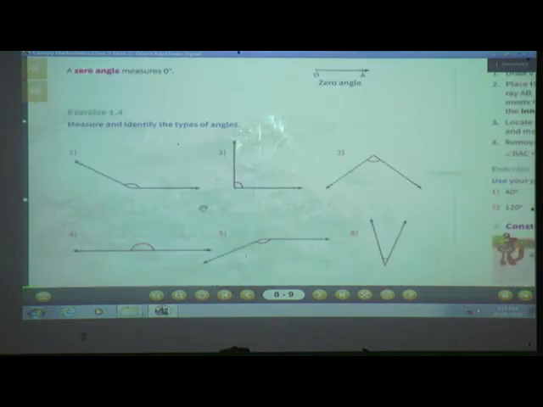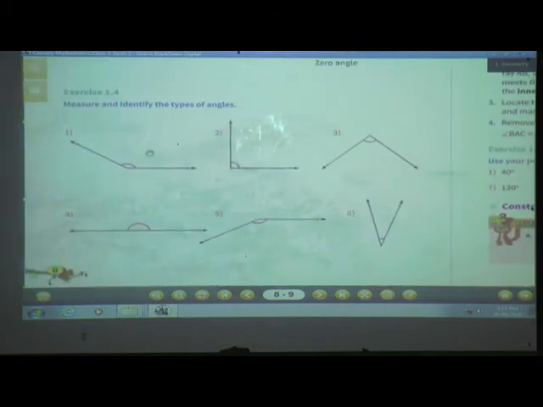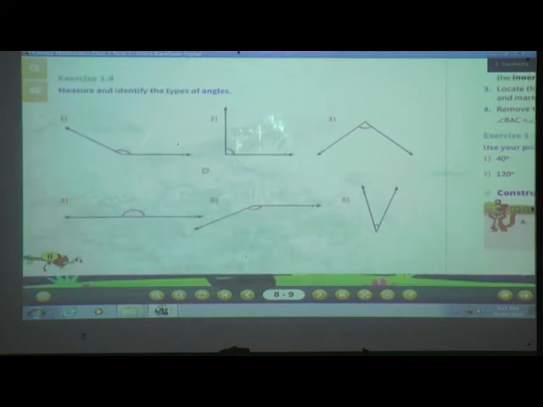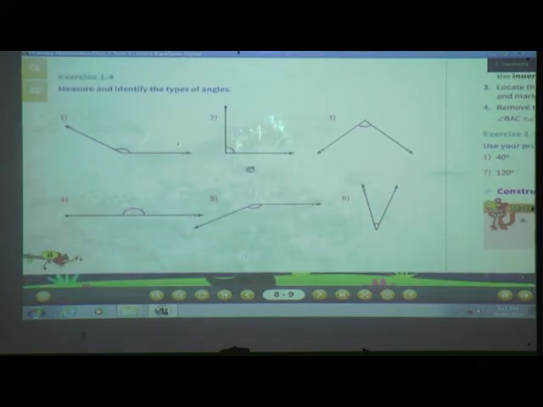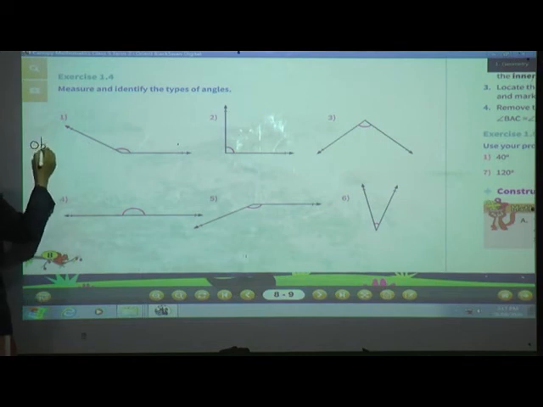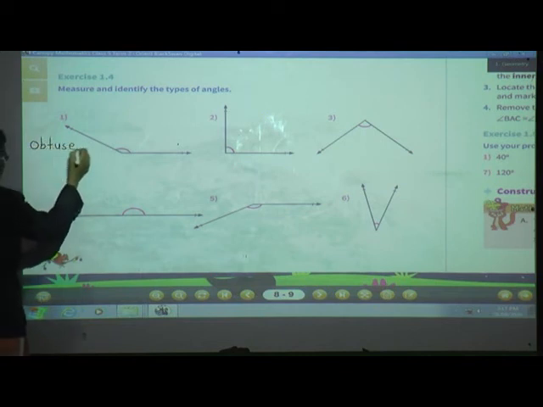Now students, we will see exercise 1.4. Measure and identify the types of angles. Here, first one, you can identify the angle. See, which angle is this? Yes, it is more than 90 degree. So it is an obtuse angle.